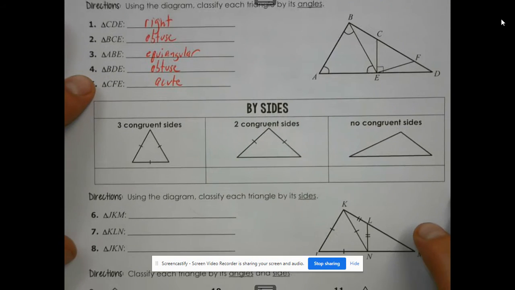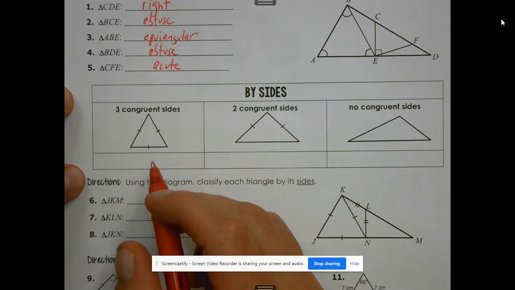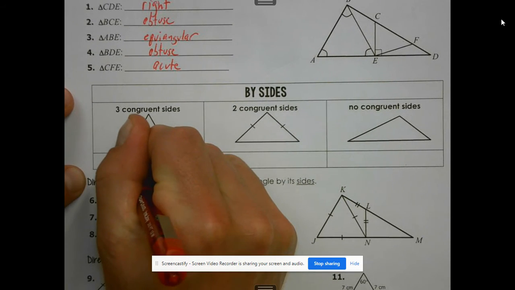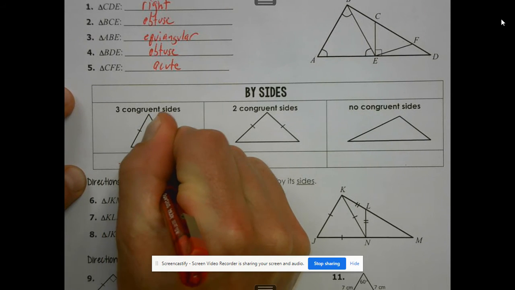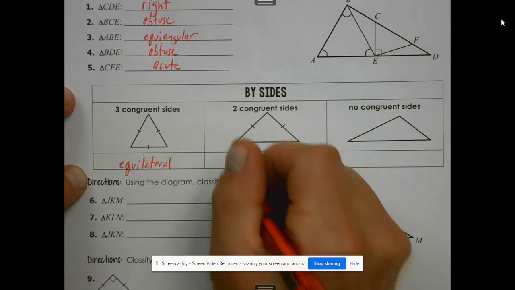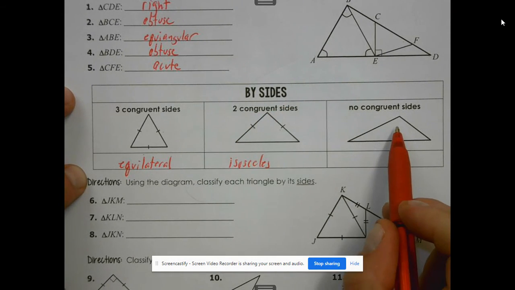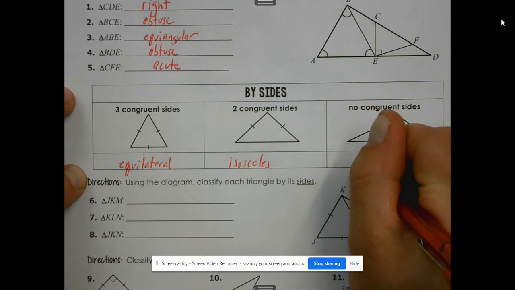Next up, classify a triangle by its sides. If the triangle has three congruent sides, we call that equilateral. If it has two congruent sides, we call that isosceles. If it has no congruent sides, we call that scalene.